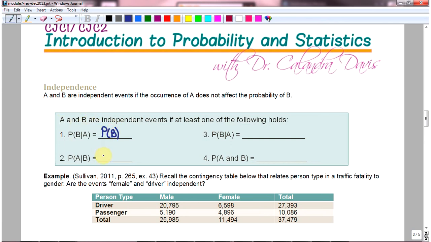Similarly, A and B are independent if when you find the probability of A given B, that will just equal the probability of A. Number 3, the probability of B given A is the same as the probability of B given not A. Oops, and I don't think we're using that notation, so let me write not A.